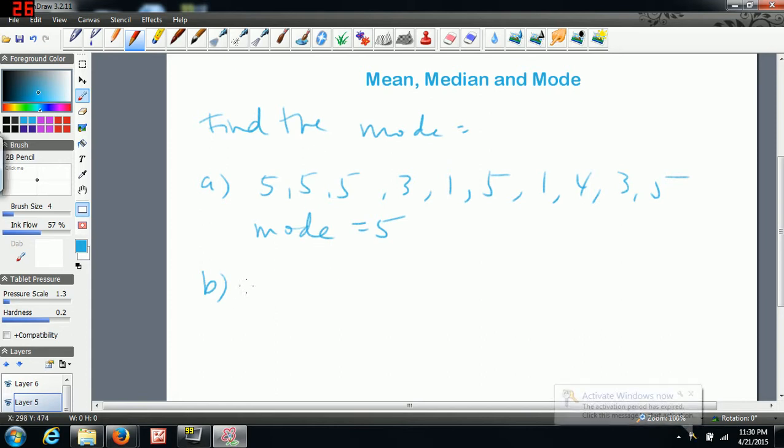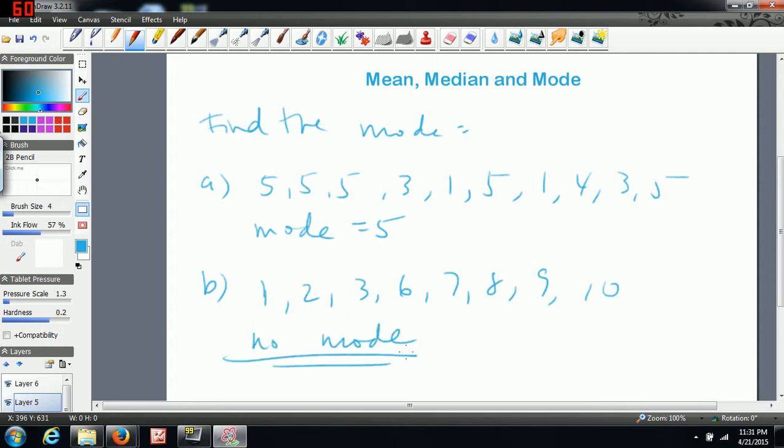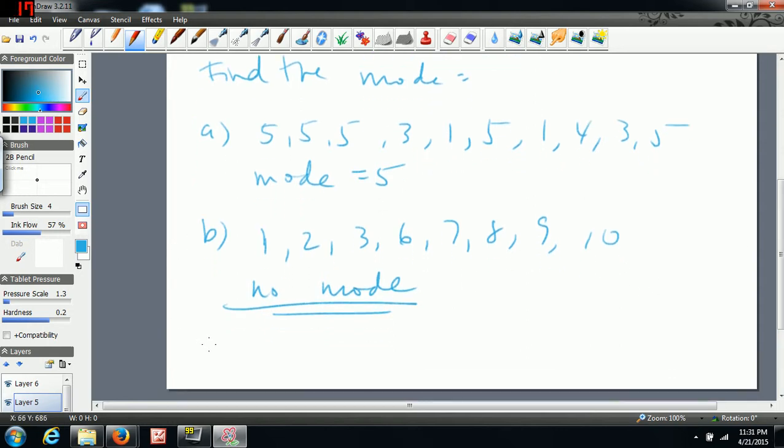Now what if we had this example? Now in this example, there is no number that occurs the most frequently. Therefore, there is actually no mode in this example. Okay, so it has to be the number that occurs most frequently. If there is no number that occurs most frequently, then that means that question has no mode, or there is no mode for your data set.